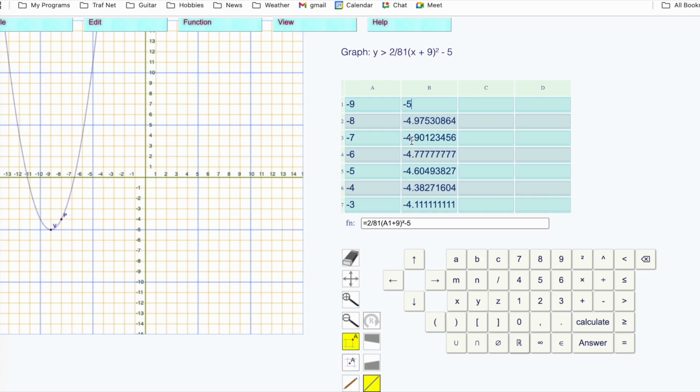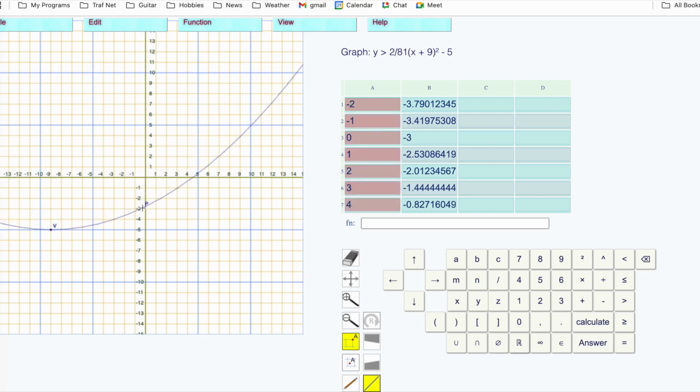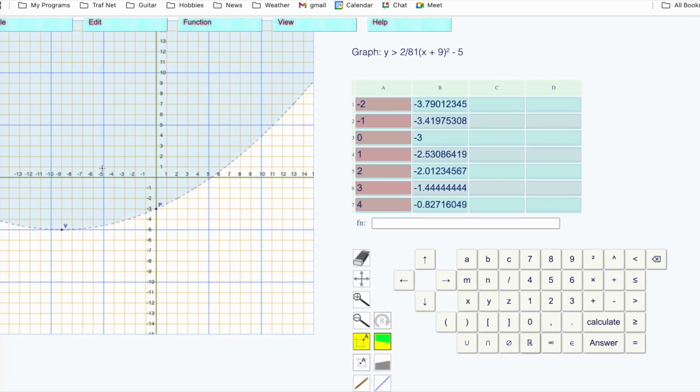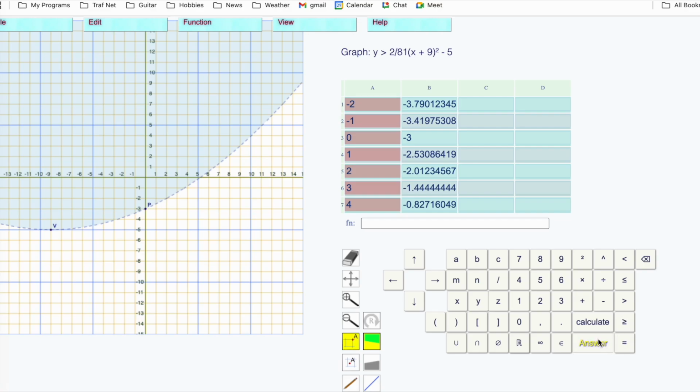We get down to -3, but we don't have any point that's an integer value, so I'm going to make the -9 into -2 and continue until we get to 0. We have an integer solution at 0, -3. This is our parabola, but we're looking for the graph of y is greater than that. It's not equal to, so we have dotted. It's greater than, so we're shading everything above this, inside the parabola like that. And then we press answer to see if we're right.